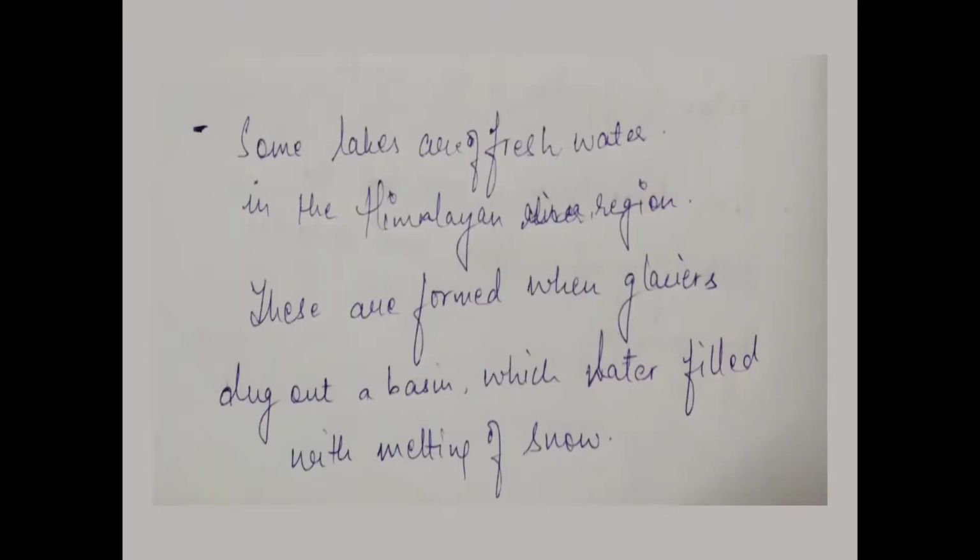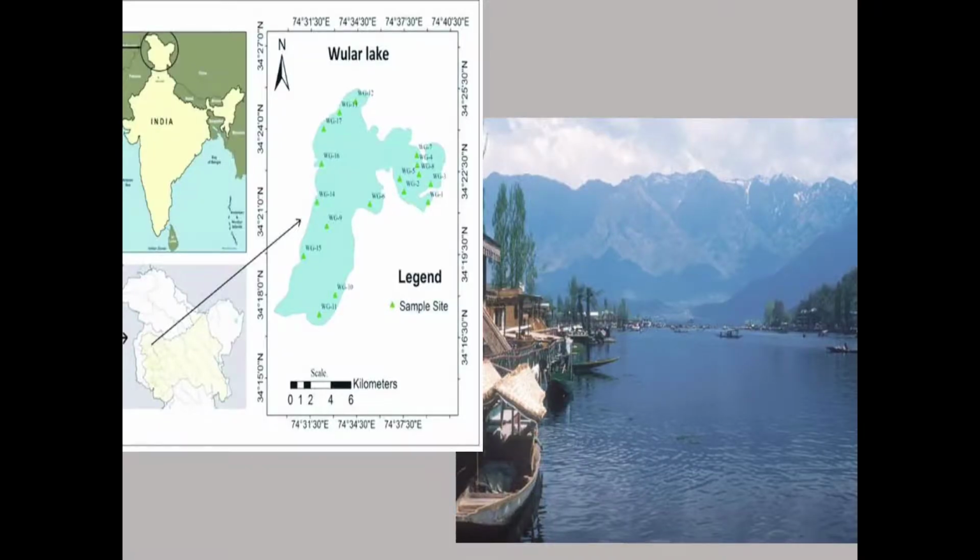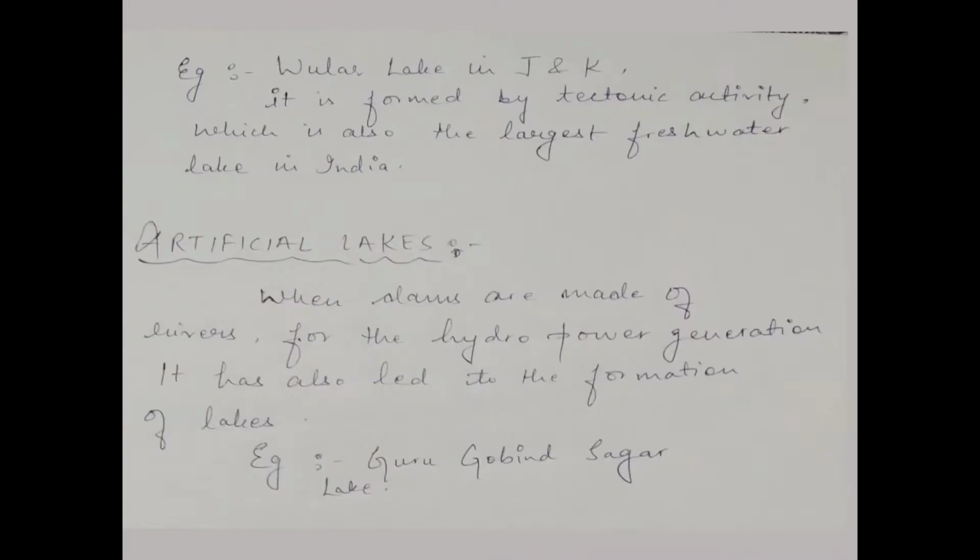Now some lakes are of fresh water in the Himalayan region. These are formed when glaciers dug out a basin which later filled with melting of snow. The example of this is Wular Lake in Jammu Kashmir. It is formed by tectonic activity, which is also the largest freshwater lake in India.